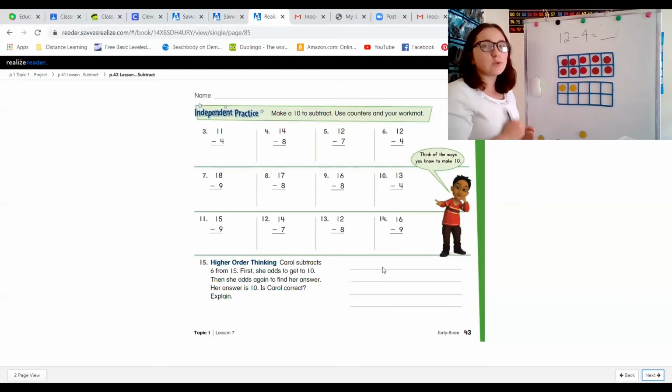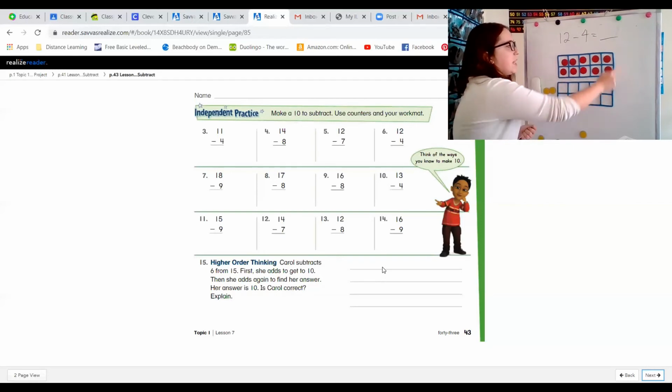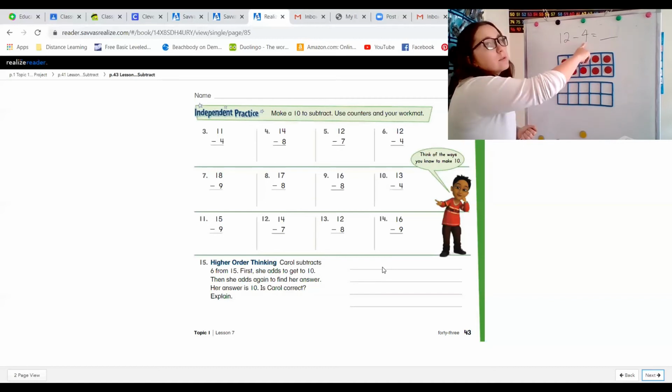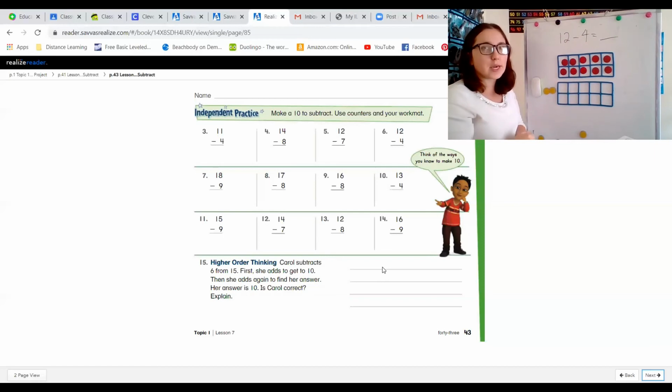Okay, let's do number 6 together. I'm going to do it by subtracting first on this one. So I'm going to start with 12 counters on my 10 frame. Now remember, I'm only going to take away 4 counters, but first I'm going to subtract just enough so I have 1 full 10 frame. So I need to take away 2 counters so that way I have 10 left.